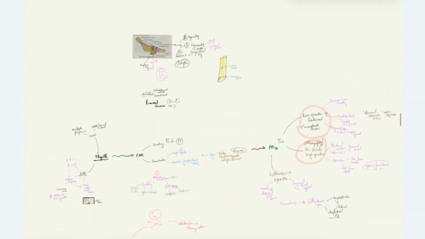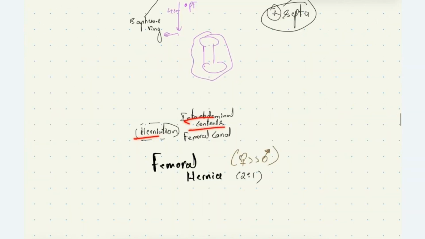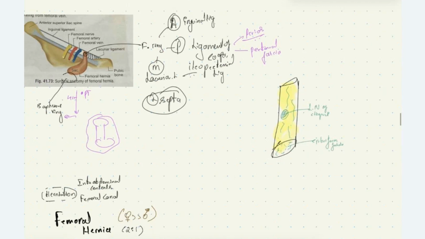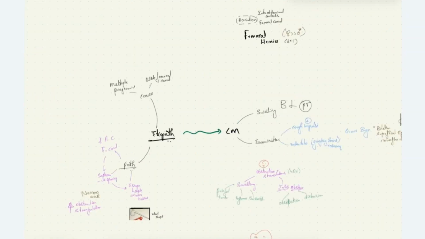To summarize, femoral hernia is the herniation of intra-abdominal contents into the femoral canal. We saw the surgical anatomy. It extends from the femoral ring to the saphenous opening. The contents are the lymph node of Cloquet, fat, and lymphatics. In the etiopathophysiology, the causes are wide femoral ring and multiple pregnancies.